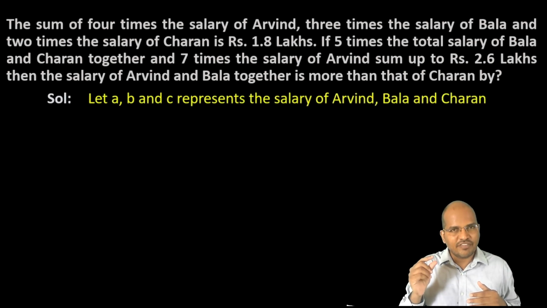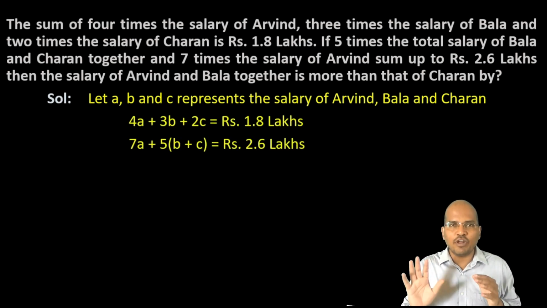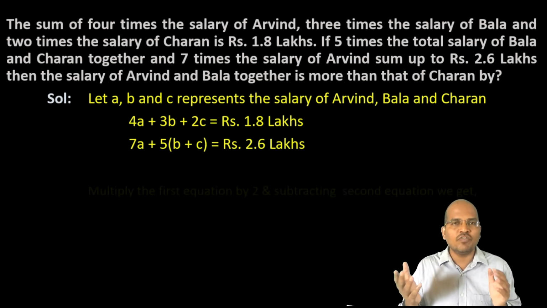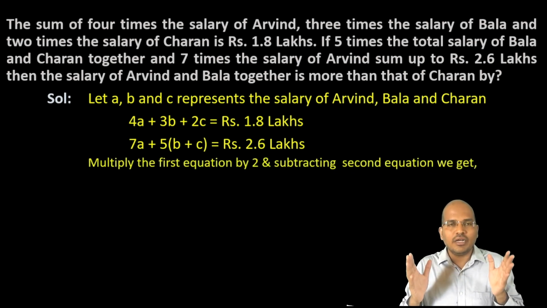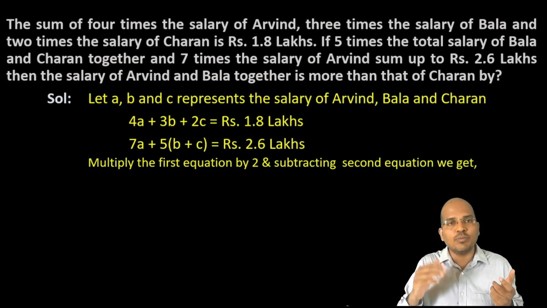So read the first line. So let us assume the salaries of Arvind, Bala and Charan as A, B, C. In the first line he gave us that 4A plus 3B plus 2C is 1.8 lakh and 7A plus 5 times B plus C is 2.6 lakh, isn't it? Now what we do, you should find the value of A plus B, and to get the answer A plus B is how much more than C.